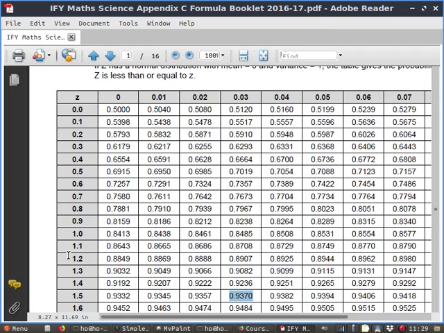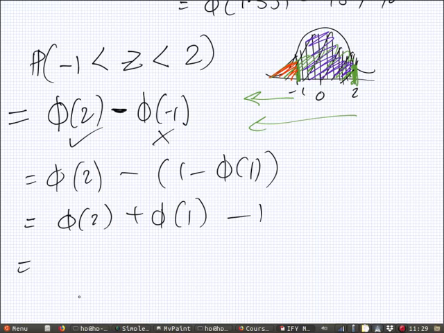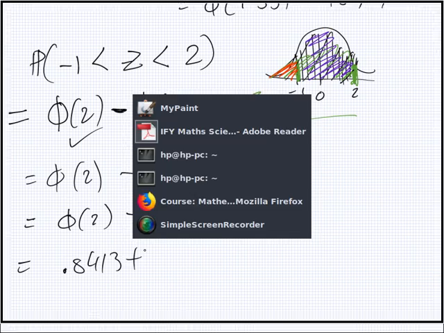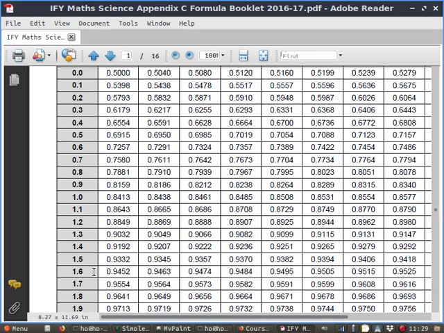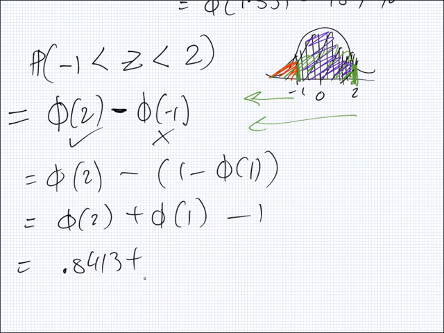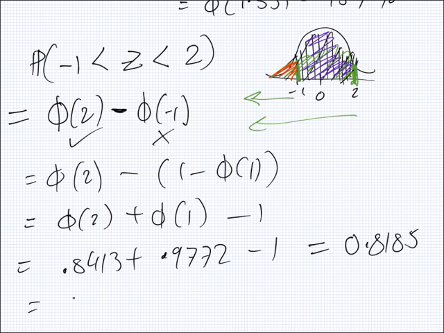So let me go to the table book. It will be 0.8413 plus 0.9772 minus 1. This one here is because of minus 1. Yeah? What's this equal to? So about 82% roughly of numbers will be between minus 1 and 2.